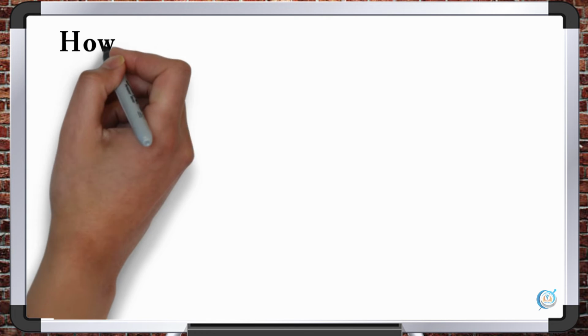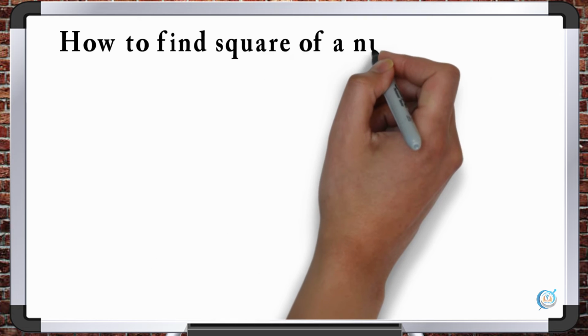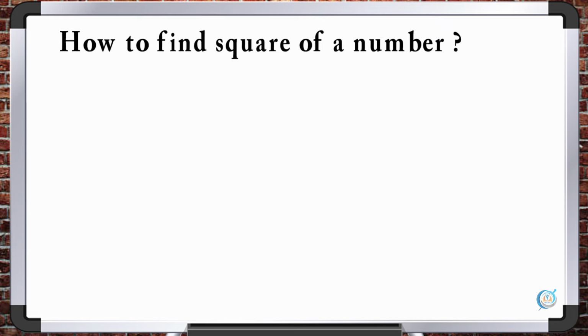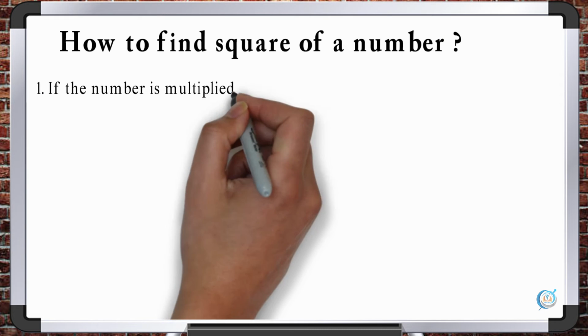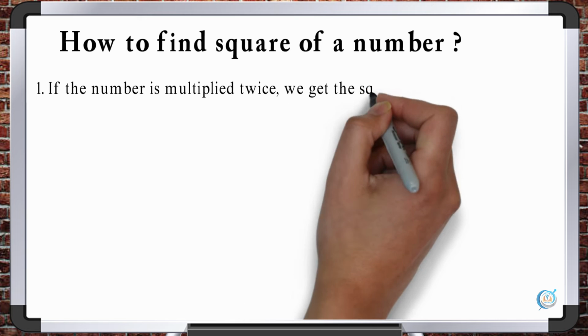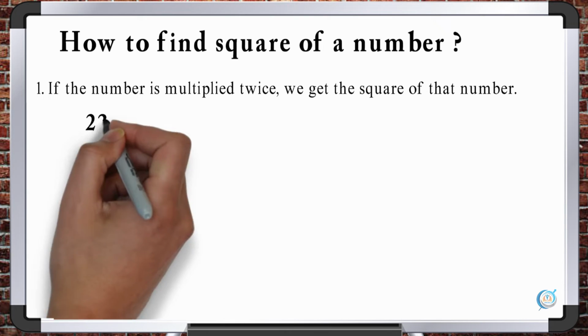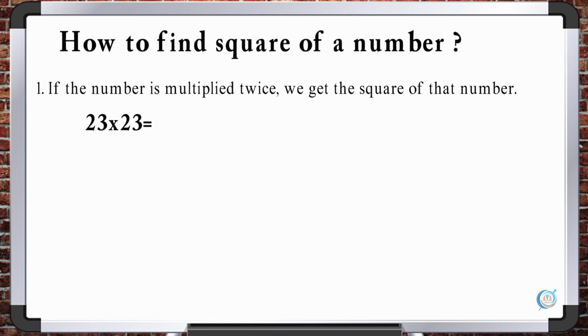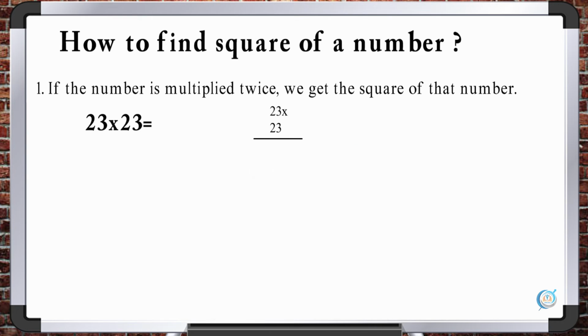Next we can learn how to find the square of a given number. We have 2-3 methods for doing this. First one, if the number is multiplied twice, we get the square of that number. So we need to find the square of 23. We can write it as 23 into 23, and by normal multiplication we can find the square of 23.